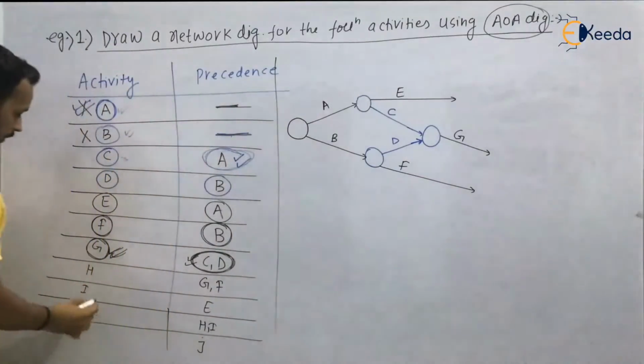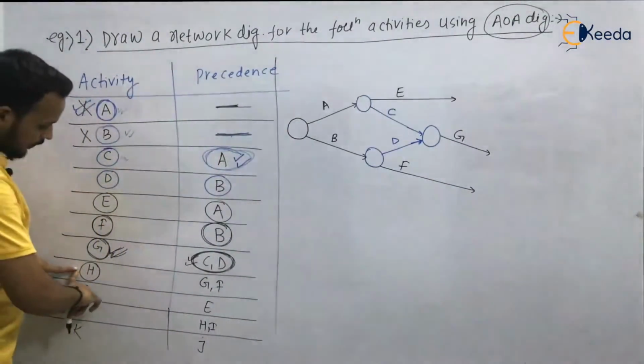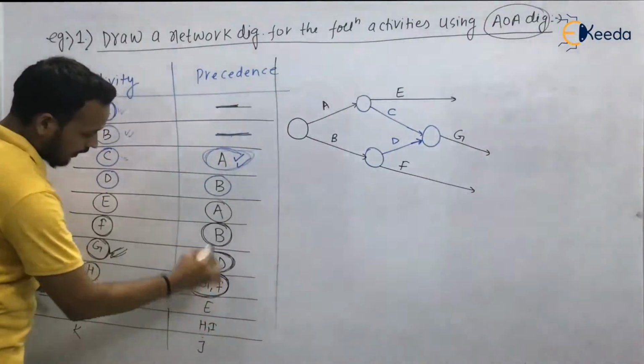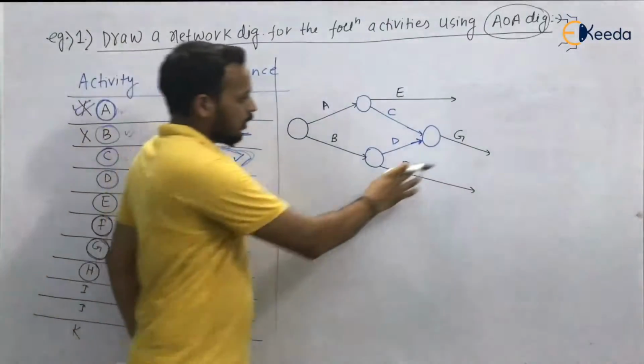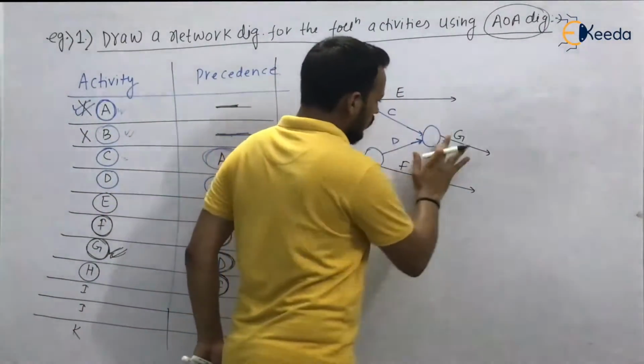Start activity G. Now look for H. H has been started where G and F both are being terminated. So you have to match these two.